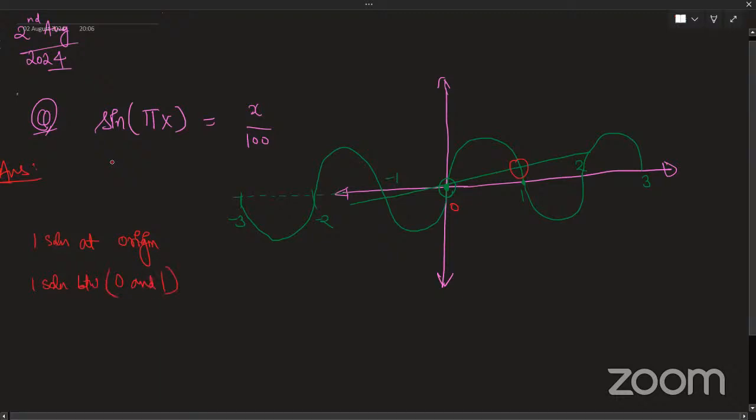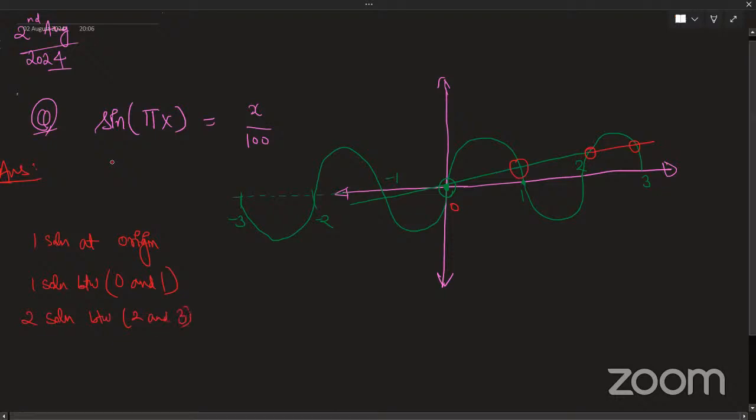Fine. Okay. So what will happen further? There will be no solution between 1 and 2. Okay. There is no solution between 1 and 2 because this curve has gone below the y-axis. So there is no solution between 1 and 2. Then if I look between 2 and 3, there are two solutions between 2 and 3, right?